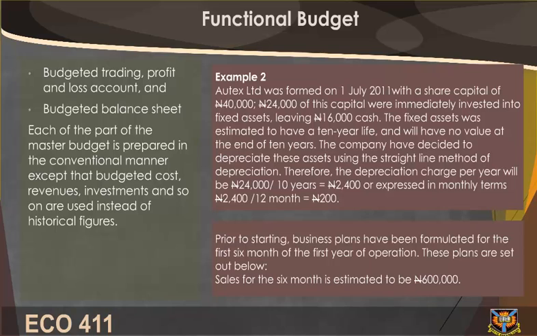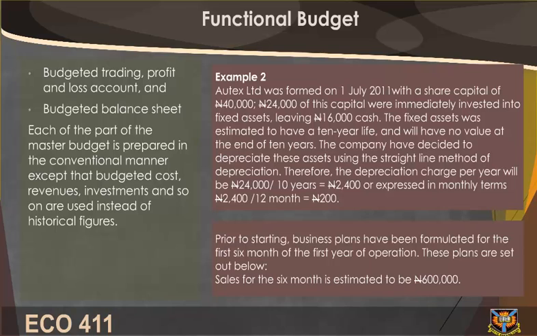Each of the parts of the master budget is prepared in the conventional manner, except that budgeted costs, revenues, investments, and so on are used instead of historical figures. Example 2. Ortex Limited was formed on 1st July 2011 with a share capital of 40,000 naira. 24,000 of this capital was immediately invested into fixed assets, leaving 16,000 cash.